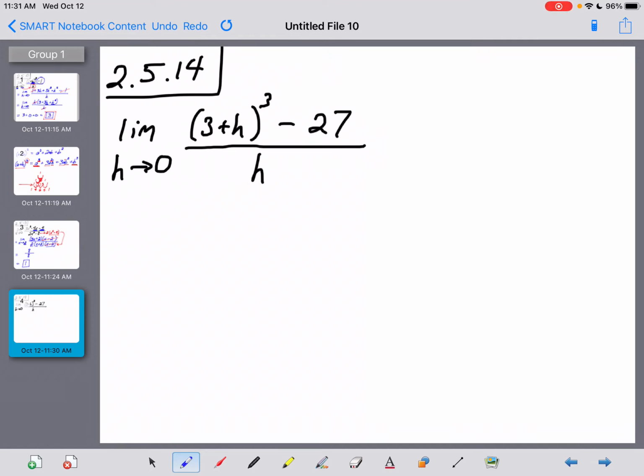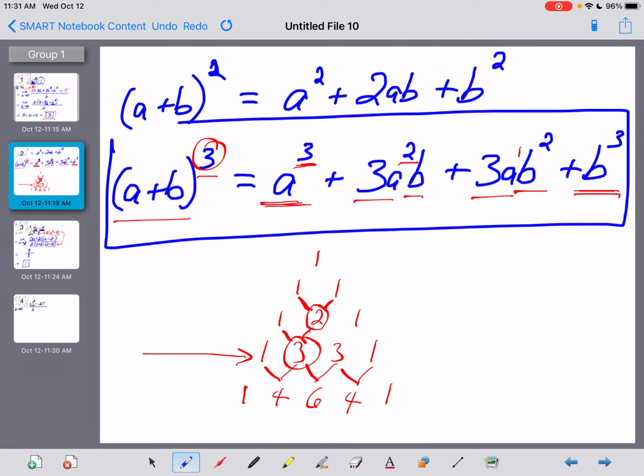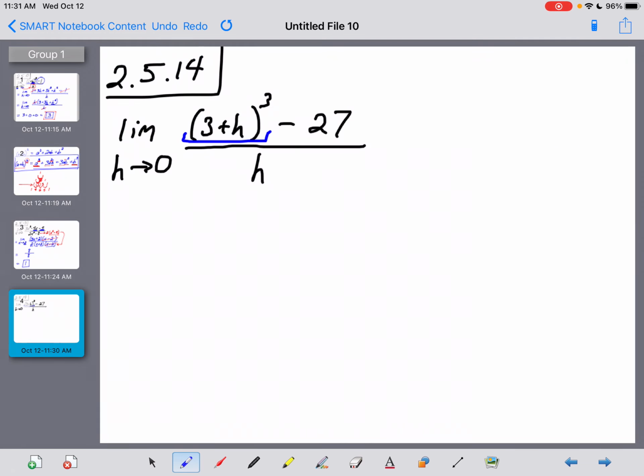Number 14 in section 2.5 is actually very similar to a video I just made for problem number 10. Both of those are going to require you to know how to expand a binomial raised to the third power. So if you missed that, go back and watch the video on 2.5 number 10, but it uses this idea right here, guys, that if you are going to try to expand a binomial raised to the third power, this is the format you have to follow. So I'm not going to explain all that again. Let's dive into it though.